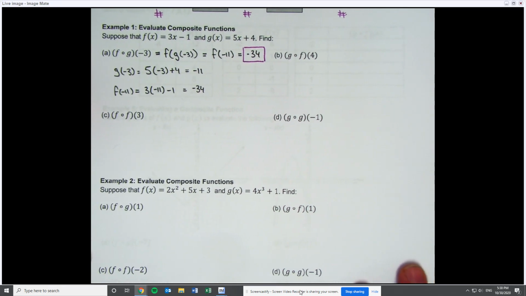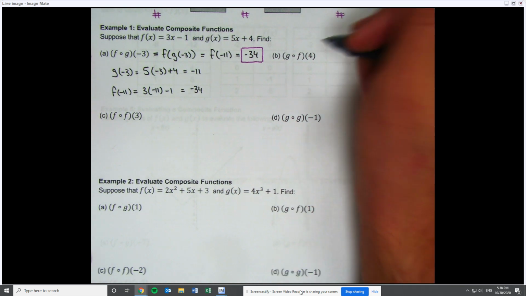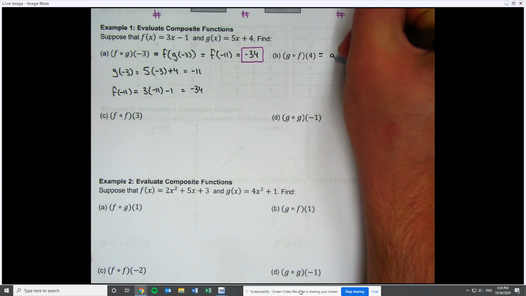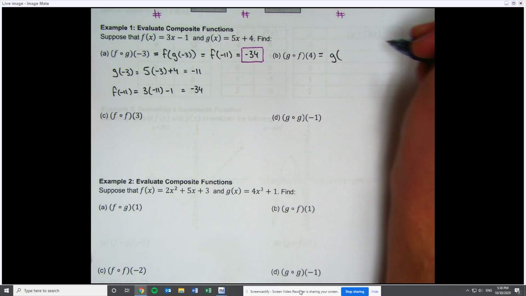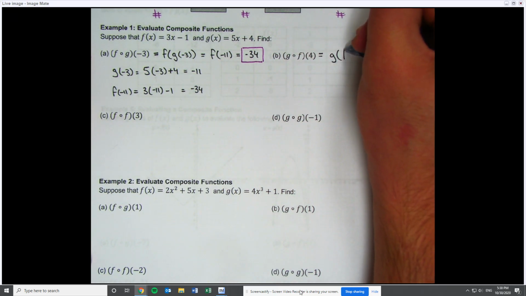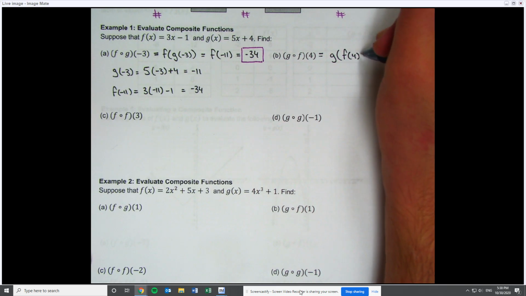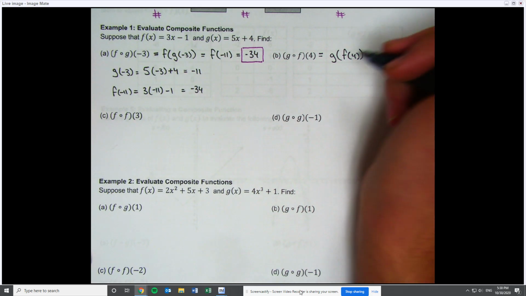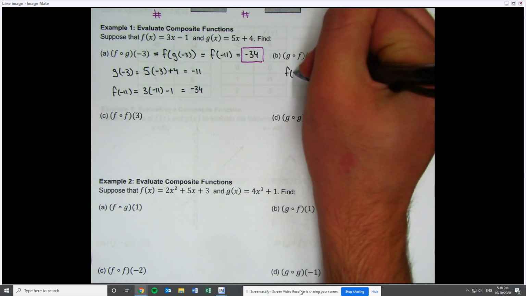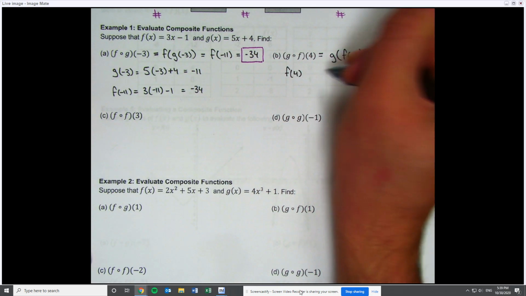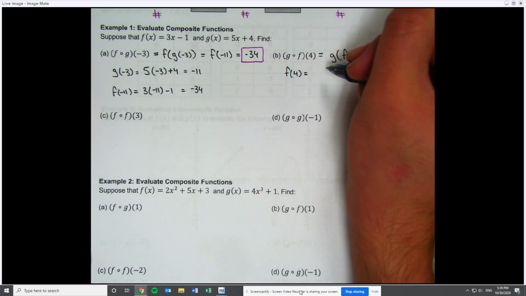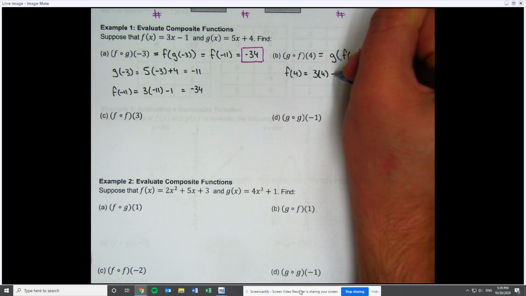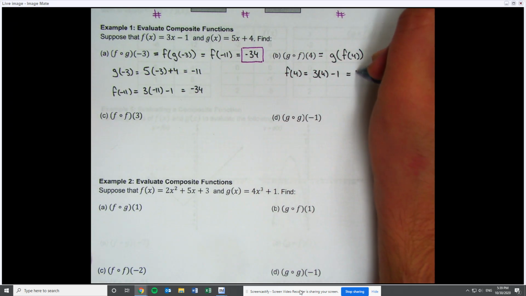So doing this again, I now want to do g composed with f of 4. First things first, I'm going to write it in the user-friendly notation. g's first, so g's on the outside, then f of 4. So now I see that I need to evaluate f of 4. So I have f of 4. Now I look at my f function, I'm going to have 3 times 4 minus 1. That gives me 11.